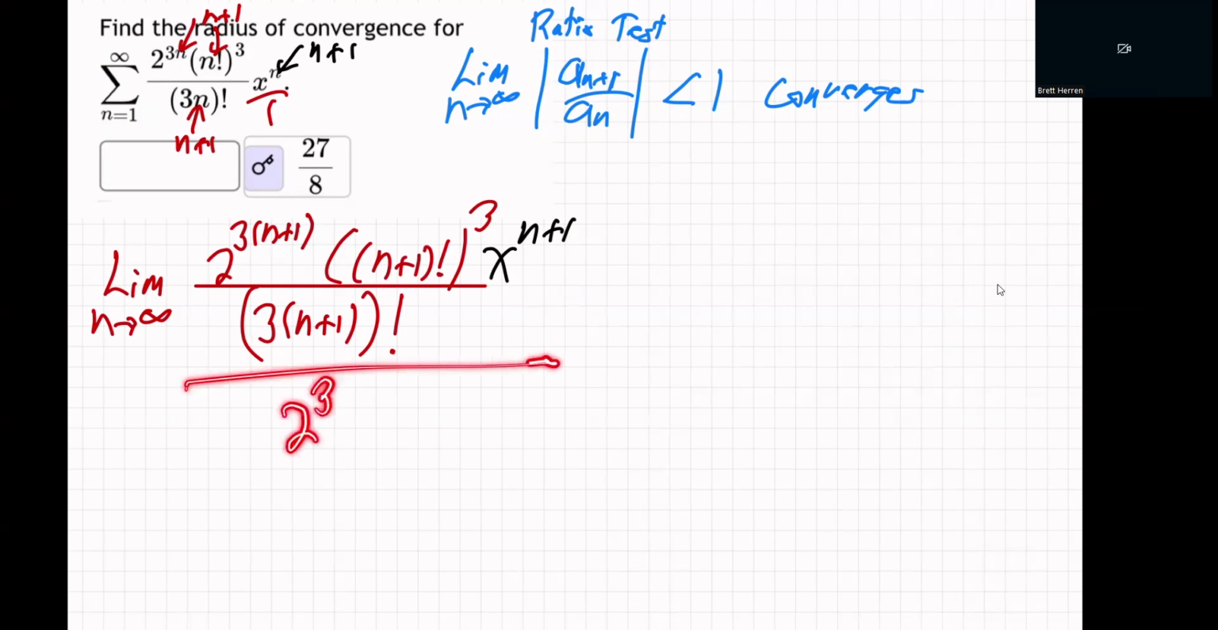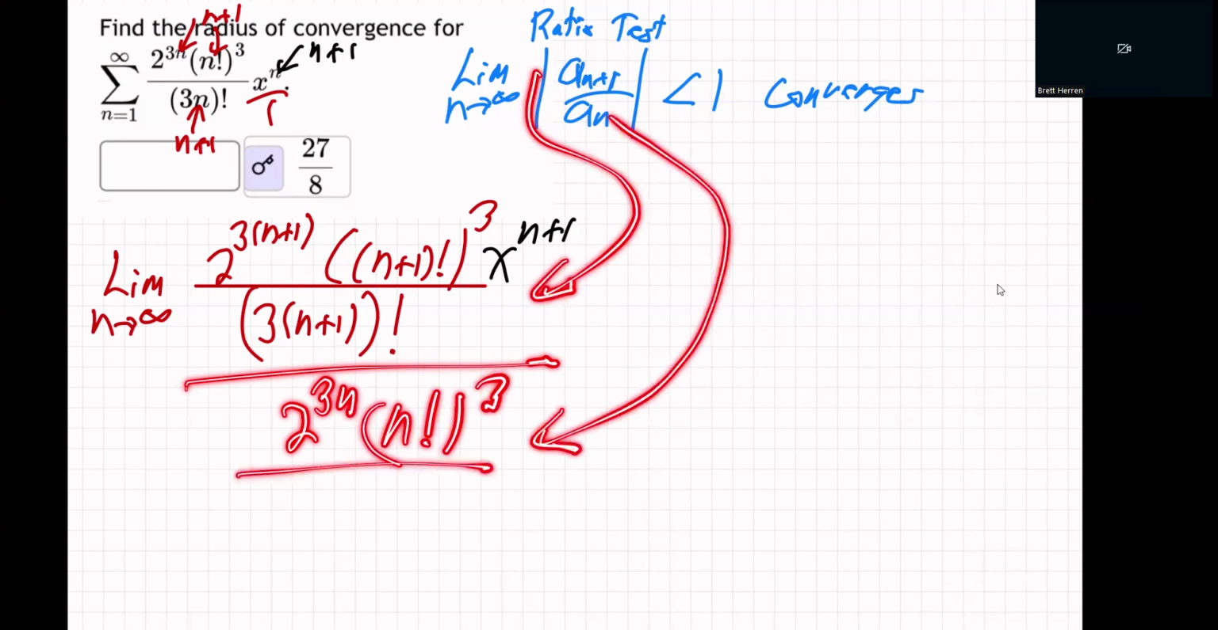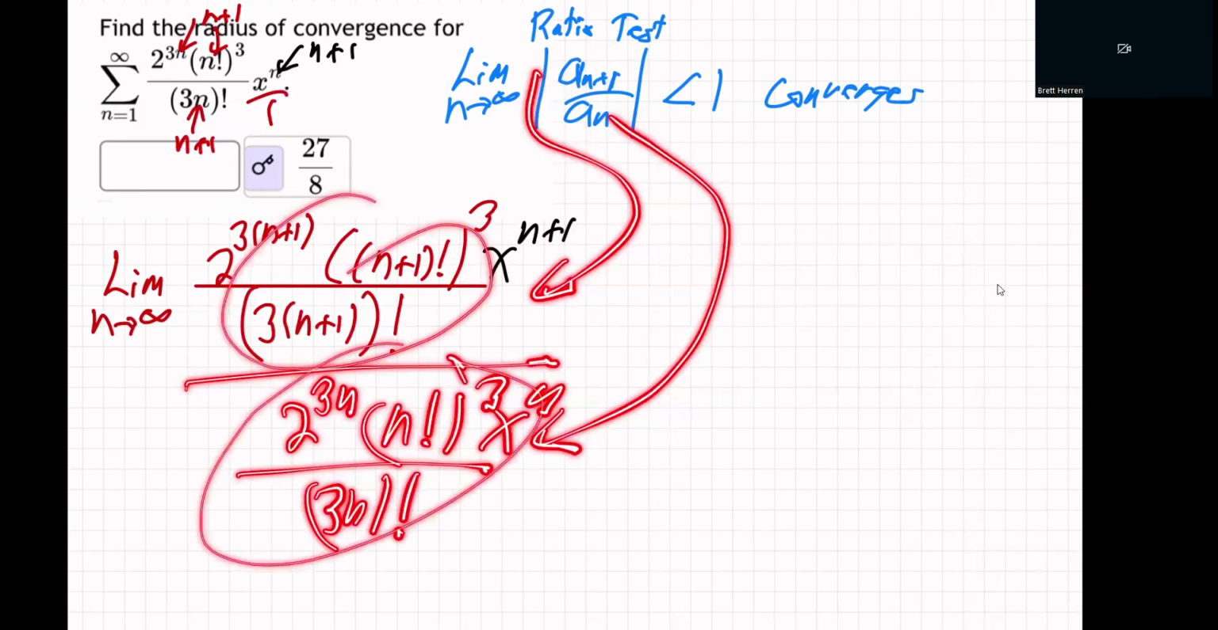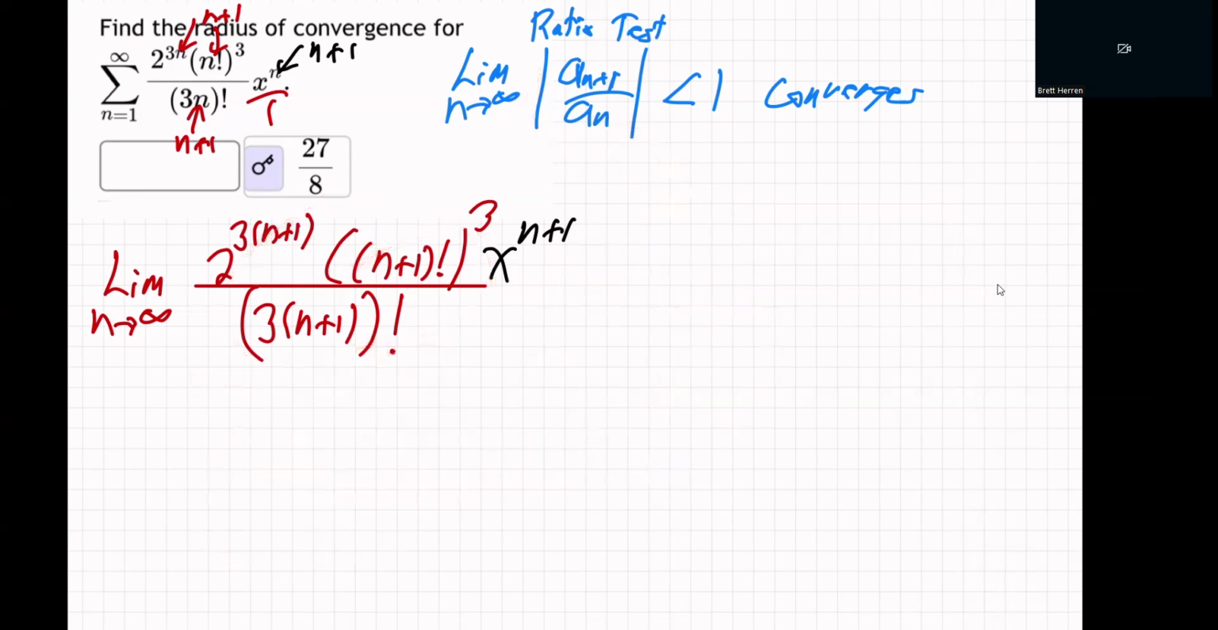2 to the 3n times n factorial cubed, because it's a sub n plus 1 on the top, a sub n on the bottom, right? Over an x to the n here, over 3n factorial. Well, I don't want to do fraction over fraction. Instead, take that fraction on the bottom and flip it up, because dividing is just upside down multiplying. That'd be easier. So let's do that.